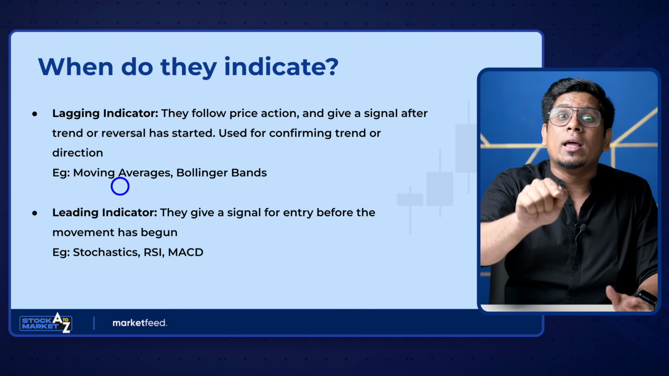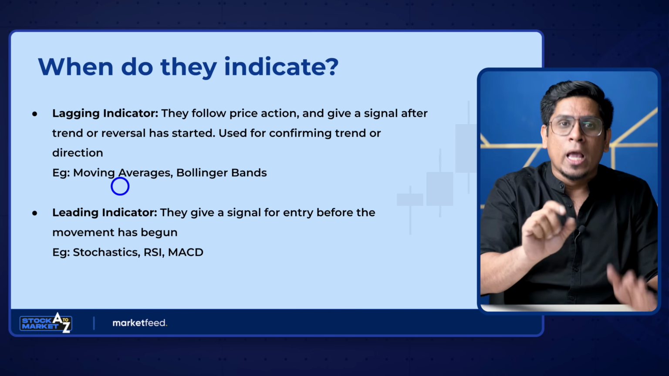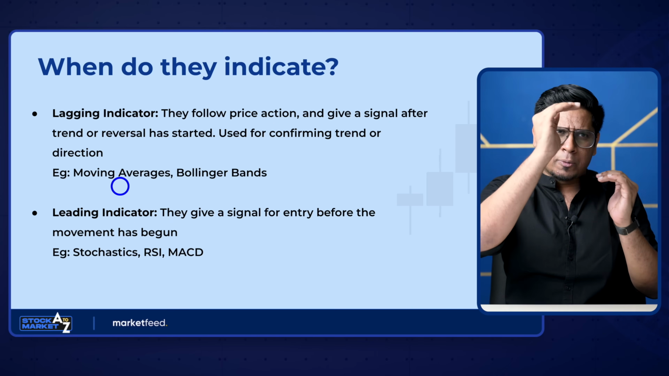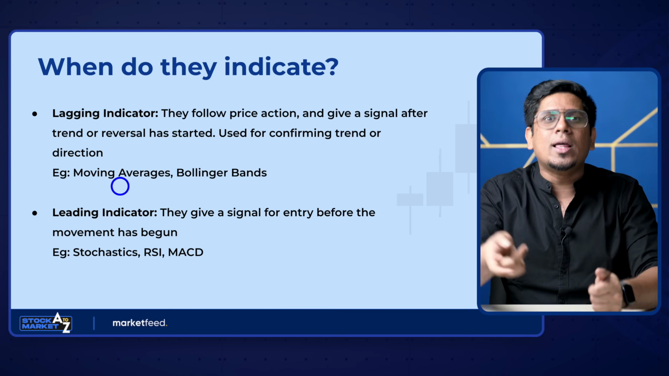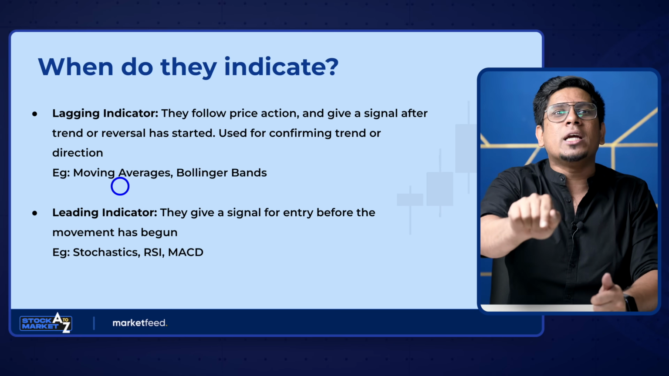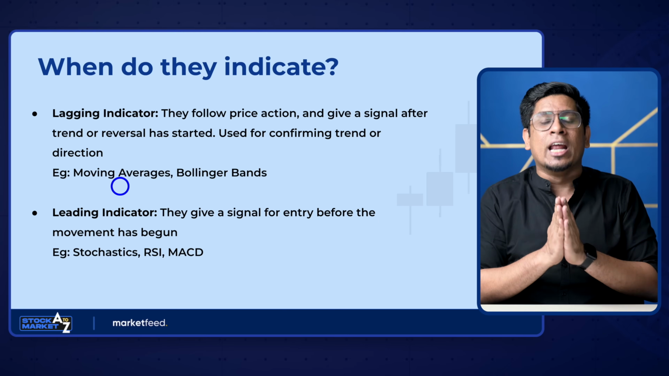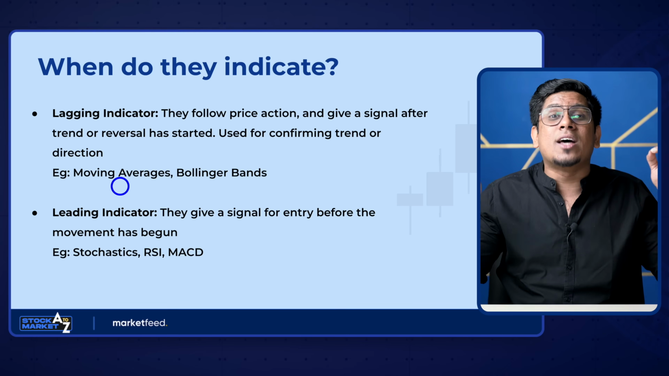Now why is it relevant? It is trend confirmation. Using price action, you can see that the uptrend is starting. After the uptrend has started, moving average is confirming that the uptrend has started. It is trend confirmation for you to start a long trade there. So that is why lagging indicators are very relevant.